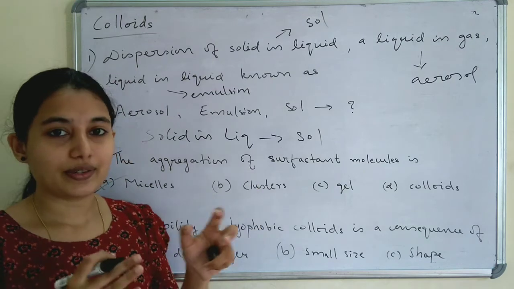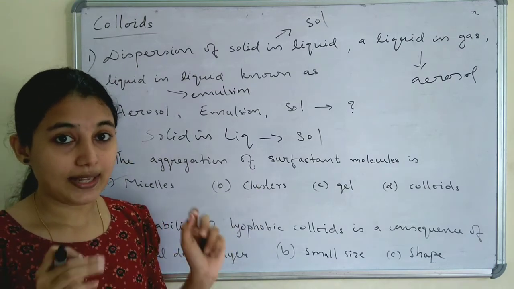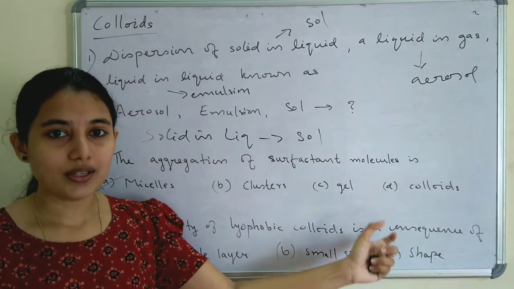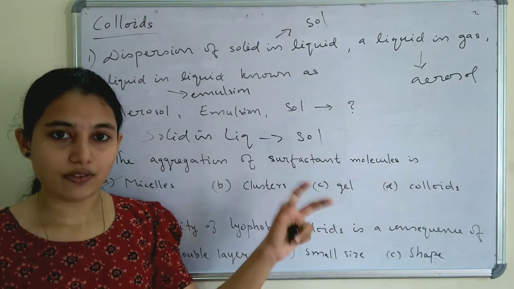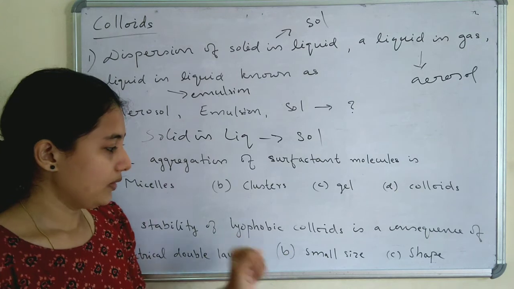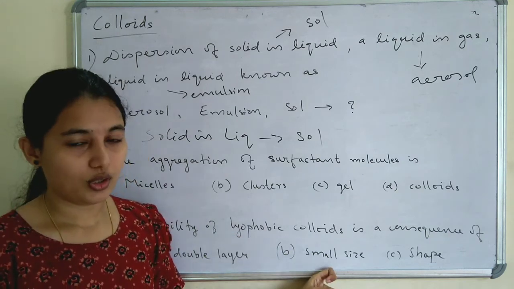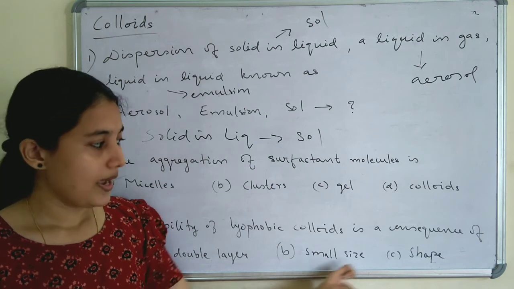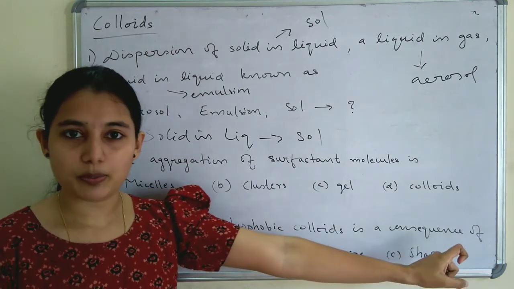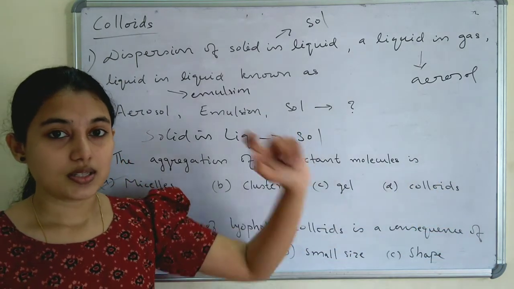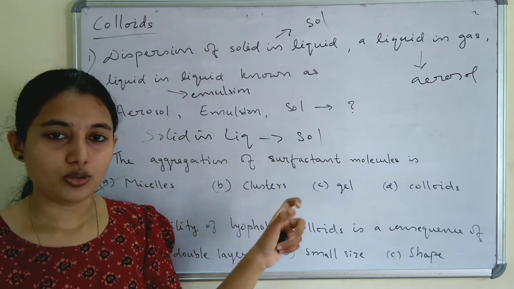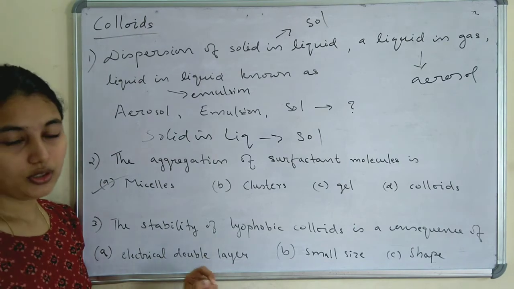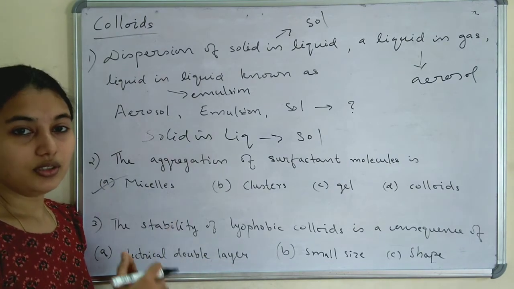So these will create stability in the lyophobic colloids. And also the lyophobic colloids have weak van der Waals forces. And the size is not small. The stability is not due to the small size and the shape of the particle. It does not depend upon the shape and the size of the particles. It depends upon this double layer, that is called the electrical double layer at the surface of the particles.